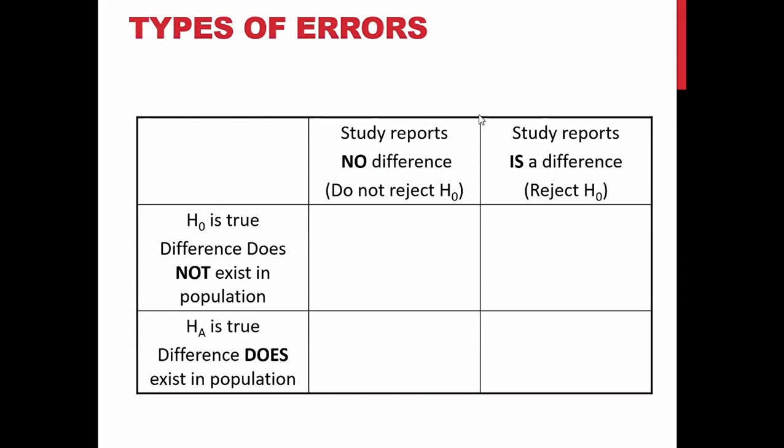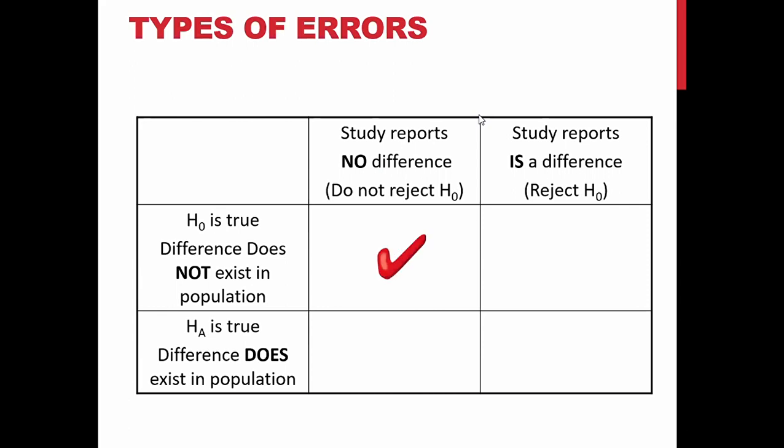So in this 2 by 2 table, we have the study reports. We have study reports on the column. Study reports no difference, which means do not reject the null hypothesis. And the study reports a difference, or reject the null hypothesis. The other is the null hypothesis is true, so the difference does not exist in the population, while if the alternative is true, the difference does exist. So it's a 2 by 2 table.